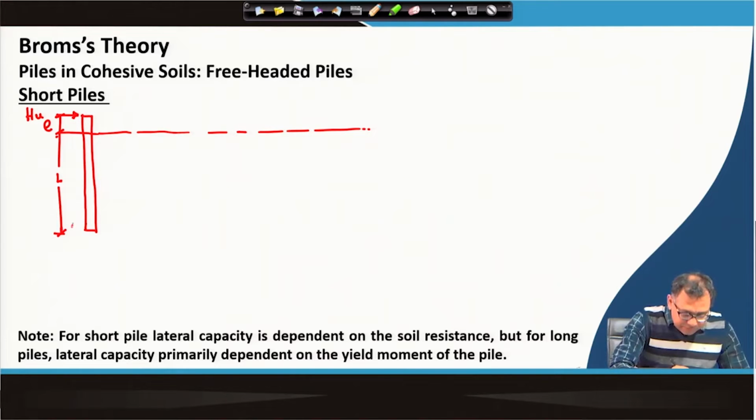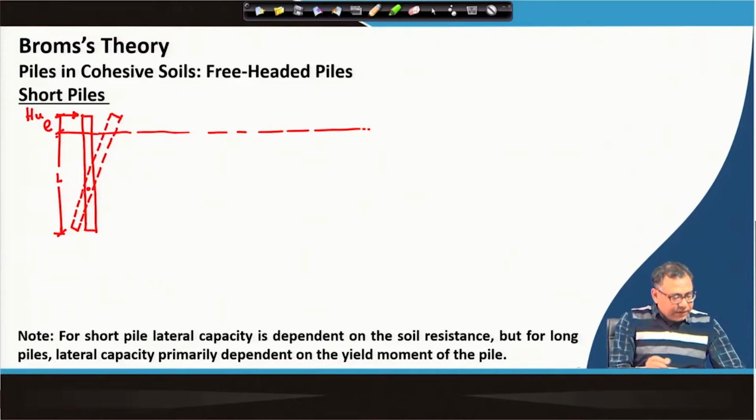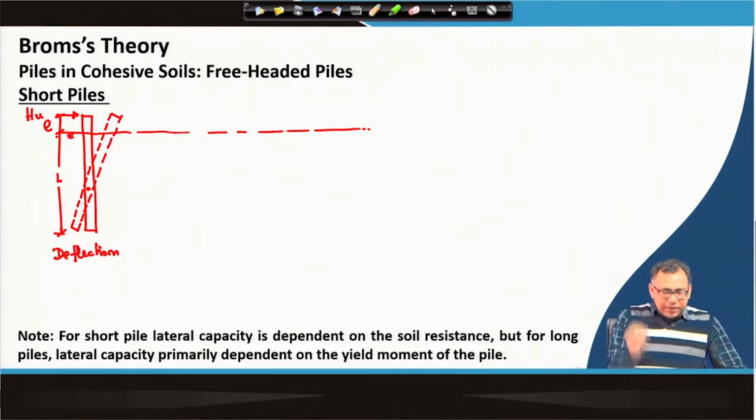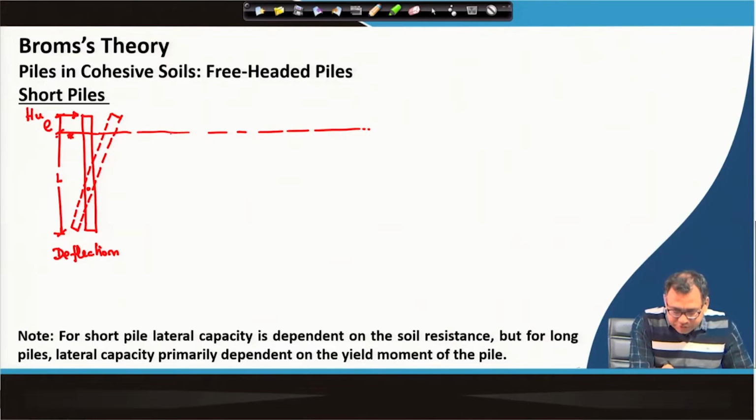Okay. So, now as per Broms' theory, as it is a short pile, the pile will rotate about a point within the pile. So, this is the rotation of the pile. This is the deflection pattern, and this is the ground surface. Okay. Now, based on that, the soil pressure distribution will be something like this. So, this is the point.